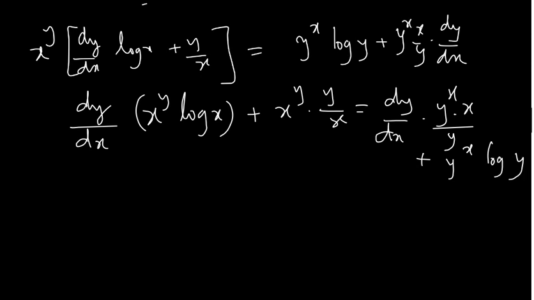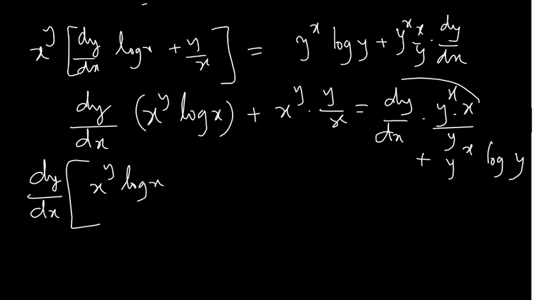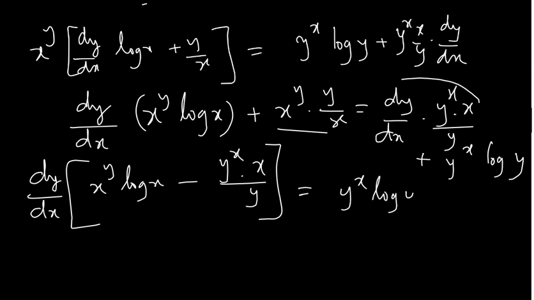So I want this fellow to be going to the other side. So you get dy by dx into x to the power of y log x, that is this, minus y to the power of x into x divided by y. So this fellow will go to the other side. So you will have y to the power of x log y, that is this, minus x to the power of y into y by x. Understood? Hopefully.